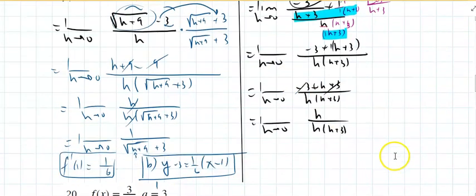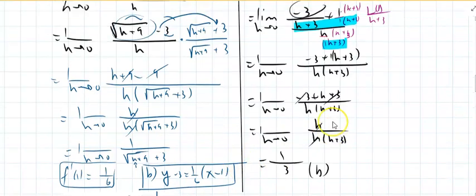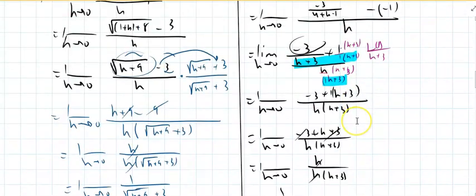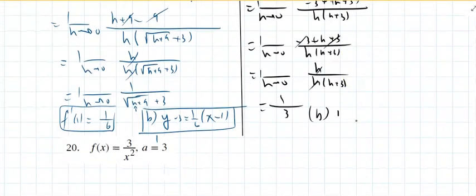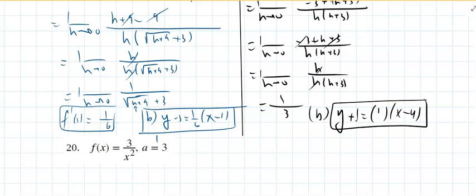And the h's cancel out. And if I plug 0 in, I get 1 over 3. That's A. Part B, find the equation of a line. My point was, I can't recall, 4, -1. So y minus y1 equals m times x minus x1. And the slope of the tangent I just found to be 1/3. And that's basically how it works.